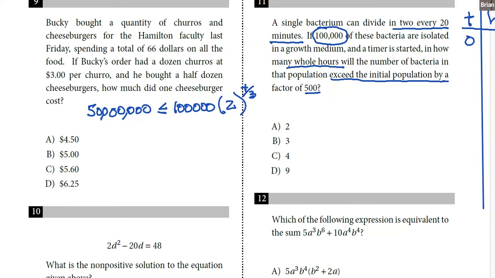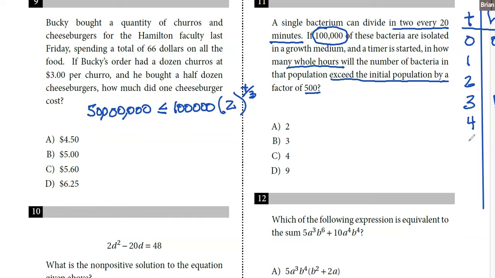time 0, that would be hour 0, we're going to have the number of bacteria. So I'll just say B. And that's going to be 100,000. Then in 1 20-minute period, which is a third of an hour, there'll be 200,000. In 2 20-minute periods, which is 2/3 of an hour, there'll be 400,000. And in 3 20-minute periods, that'd be 1 hour. There'll be 800,000.